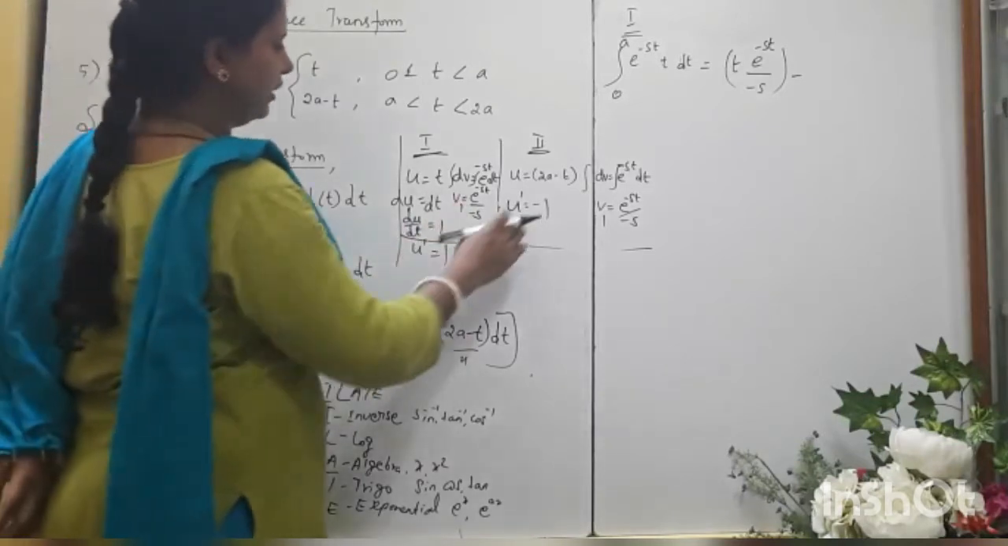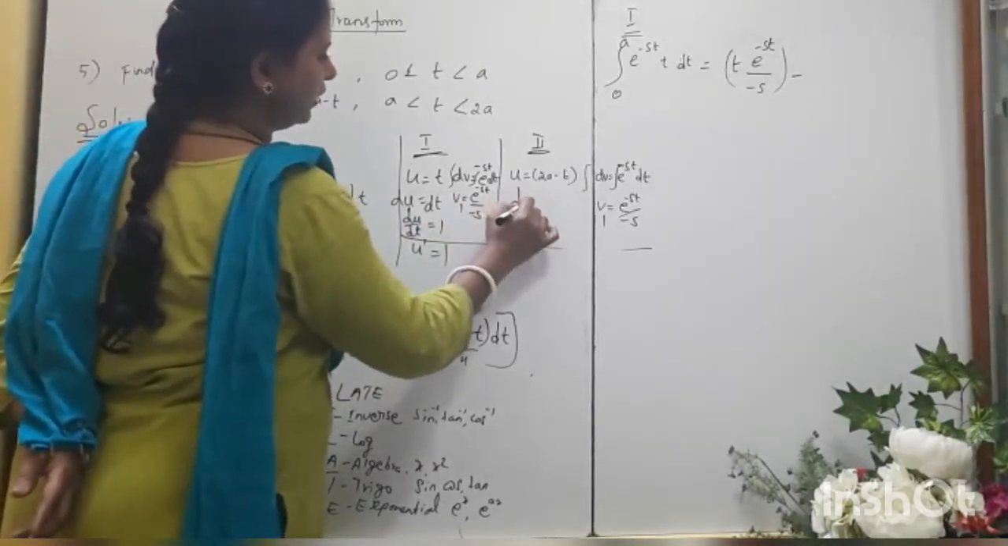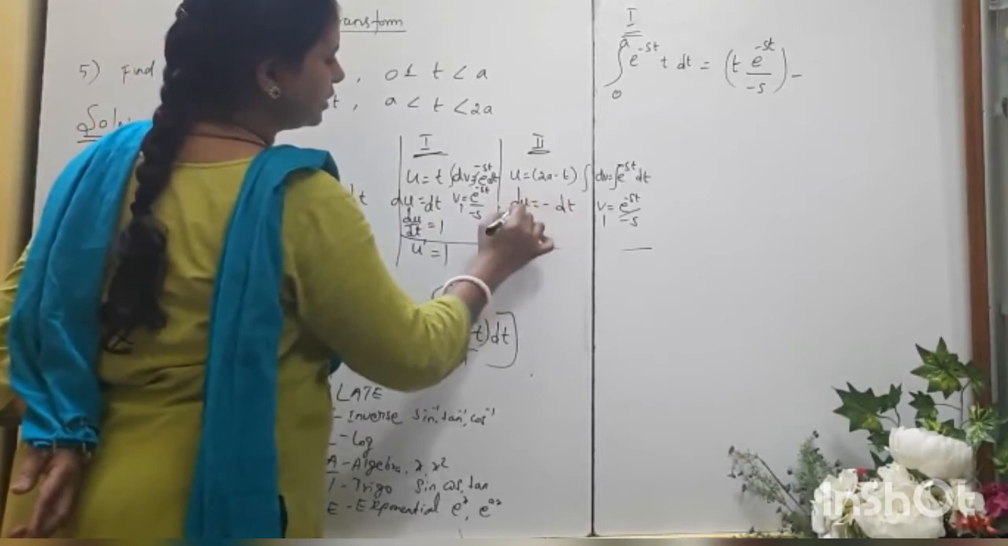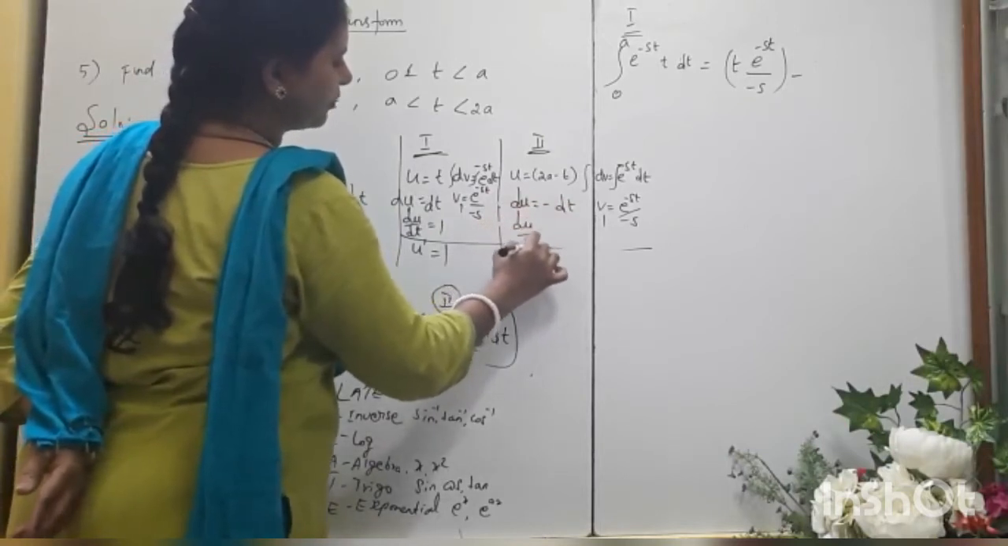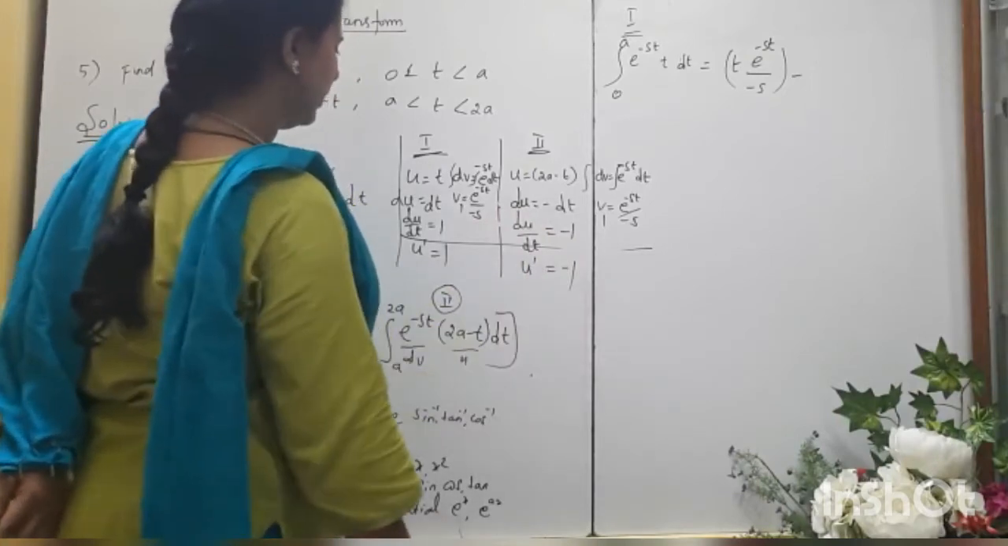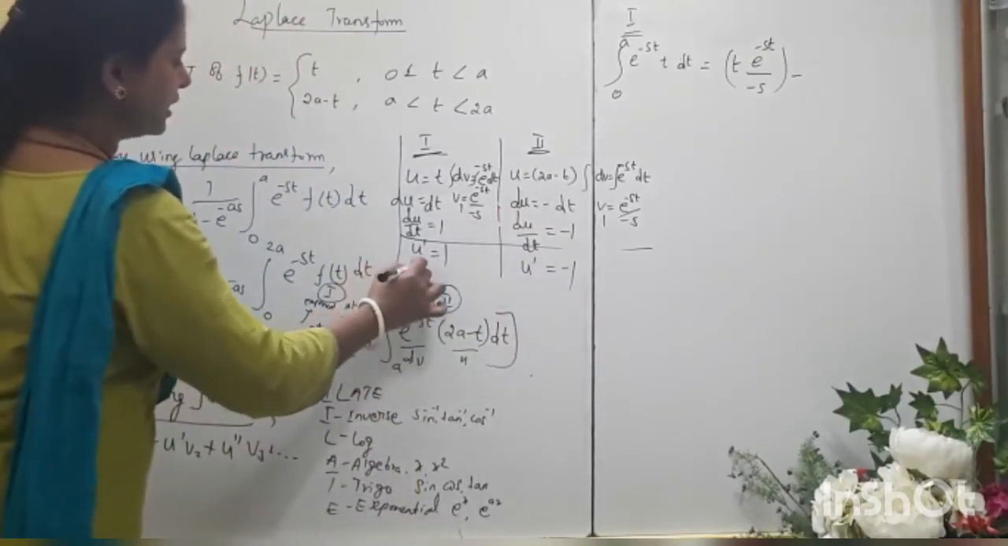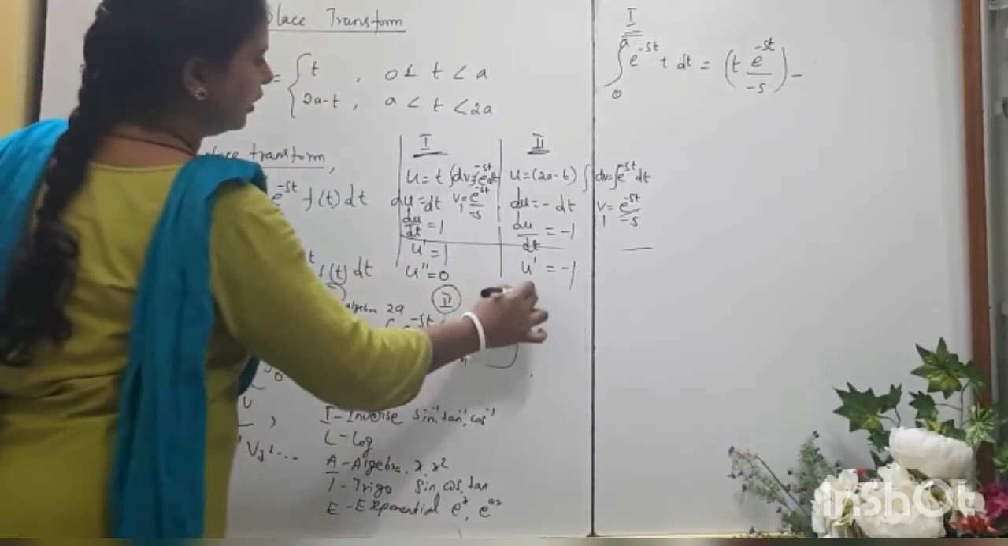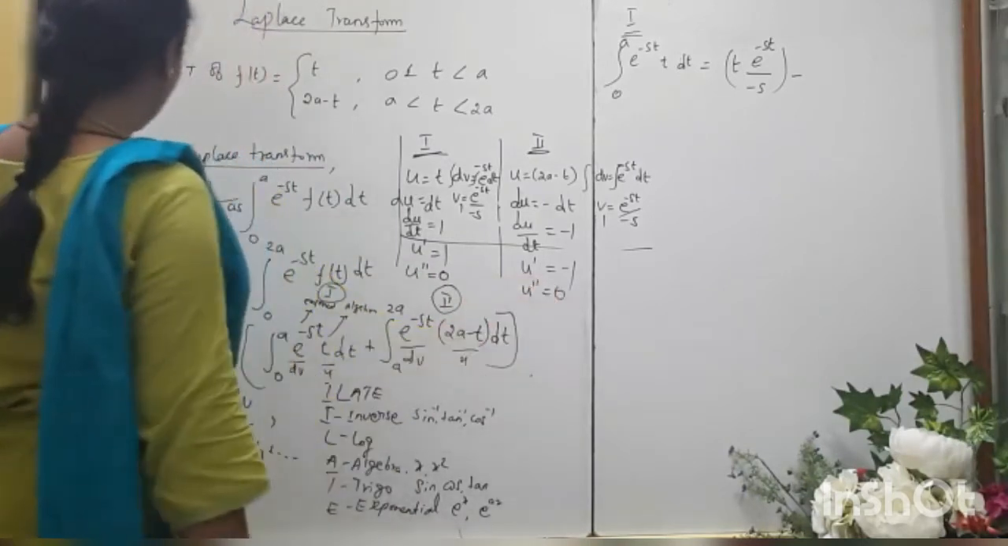Here also the same thing. du equal to minus dt, so du by dt equal to minus 1. So u dash equal to minus 1. Next, u double dash is 0. Here also u double dash is 0.